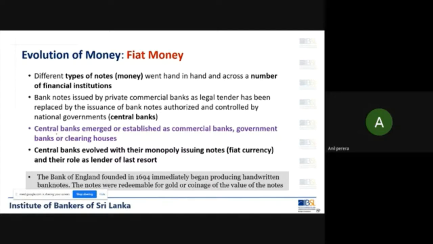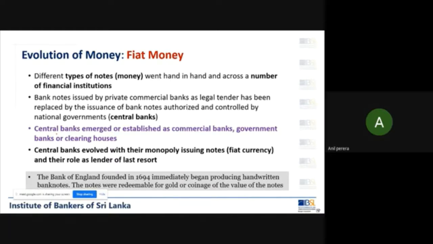Now the system becomes very complicated. Why? When you have various types of notes, you have to have a central place to clear or settle. Someone should accept, to facilitate this transaction. So then people realized that there should be a centralized bank to handle this. And also it was realized there should be a centralized place to issue these notes.